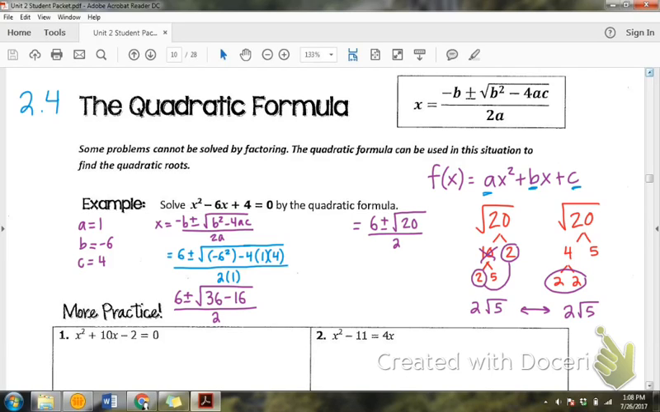So the square root of 20 can also be written as 2 square root of 5. So we're going to write 6 plus or minus 2 square root of 5 over 2. All I did was change the square root of 20 to be 2 square root of 5. It means the same thing. I just am kind of reducing my square root. Any questions so far? That's maybe a new skill, and we're going to practice that a little more.